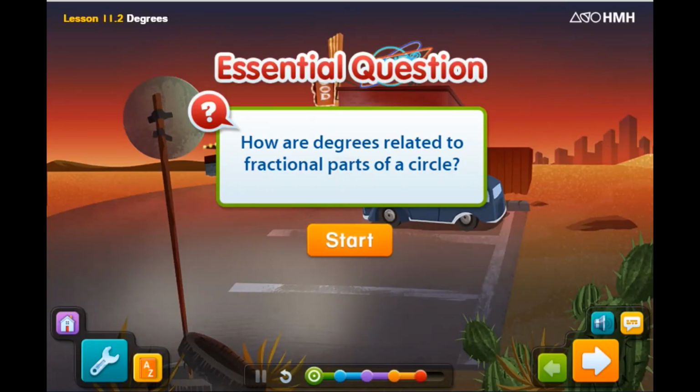Today's episode is about degrees, lesson 11-2. And our essential question: how are degrees related to fractional parts of a circle? First, you have to know that degrees are formed between any intersecting rays or line segments, right? So what are degrees? And what is the relation between degrees and the parts of a circle?